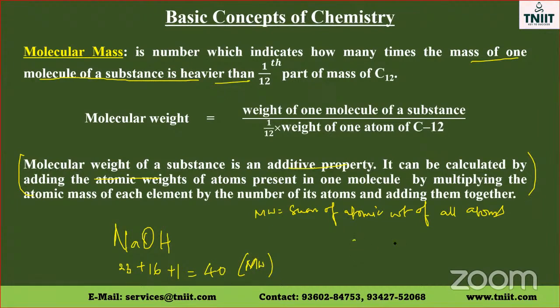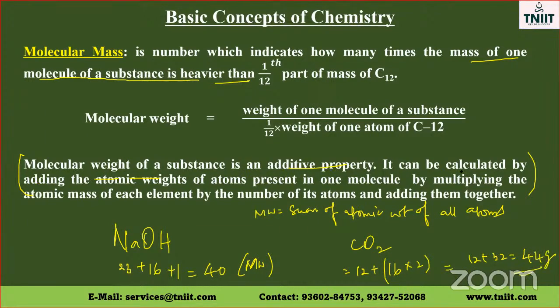Now, if you take another example, carbon dioxide, the molecular mass is: carbon atomic mass is 12, atomic mass of oxygen is 16. Since we have 2, we have to multiply it by 2. So therefore, it will be 12 plus 32, it will be 44 grams. So now, if you read the statement, you will understand.